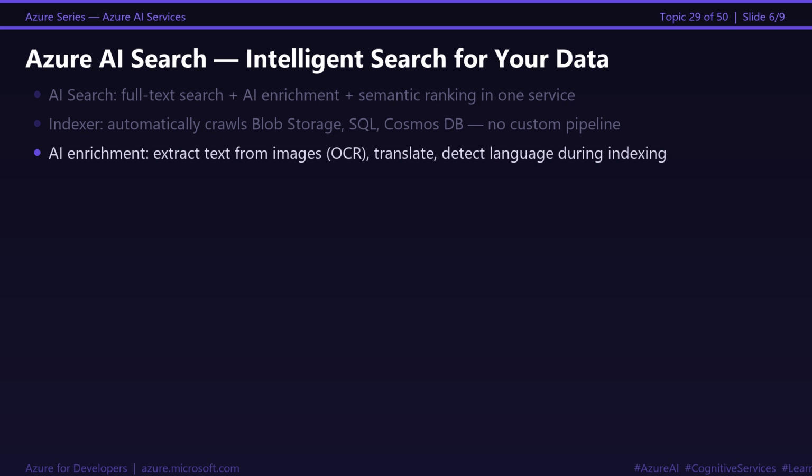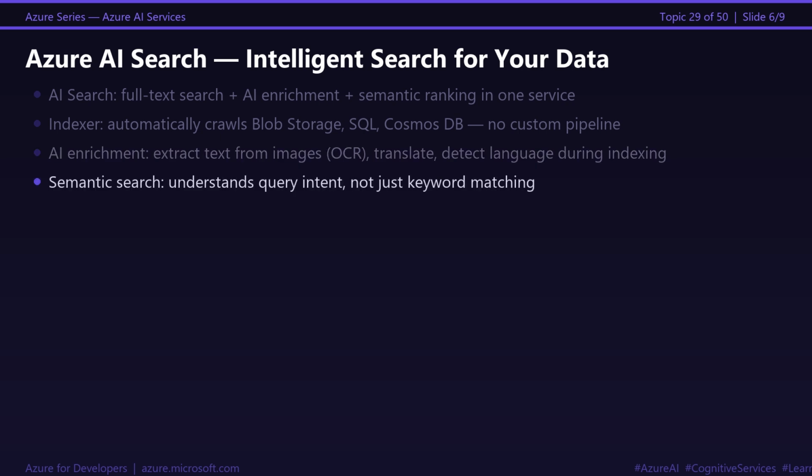And vector search enables the retrieval augmented generation pattern, RAG. Your documents are converted to vector embeddings. A user asks a question in natural language. AI Search finds the most semantically similar documents. Those documents are passed to Azure OpenAI to generate a grounded answer. This is how you build a chatbot that answers questions from your own private documents.